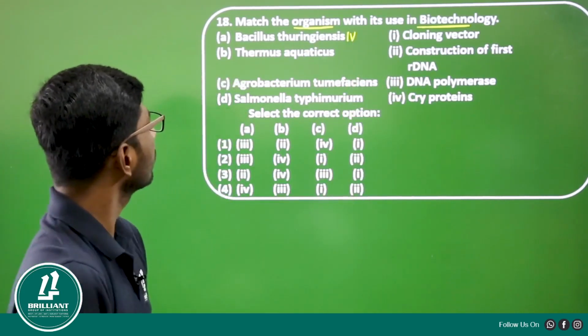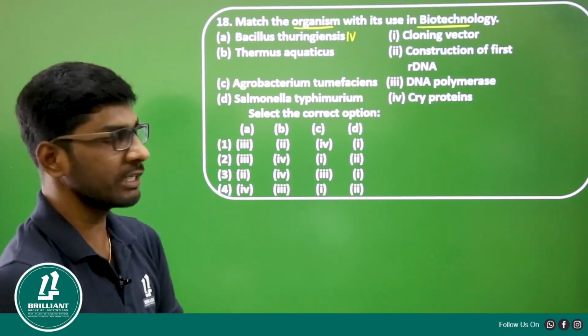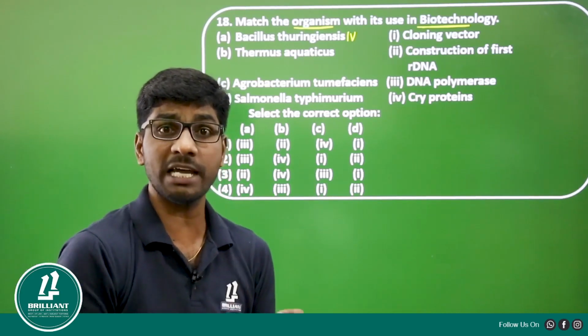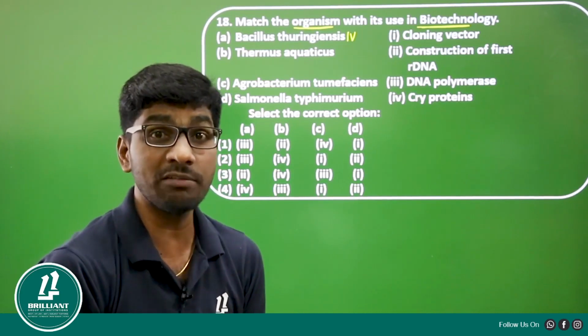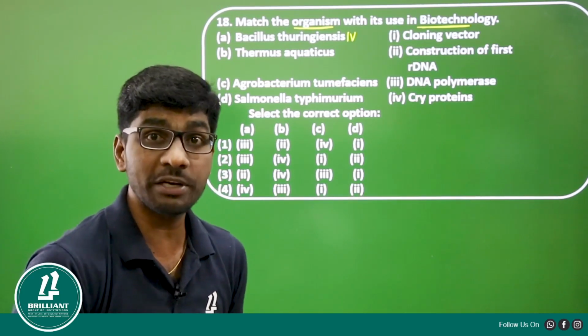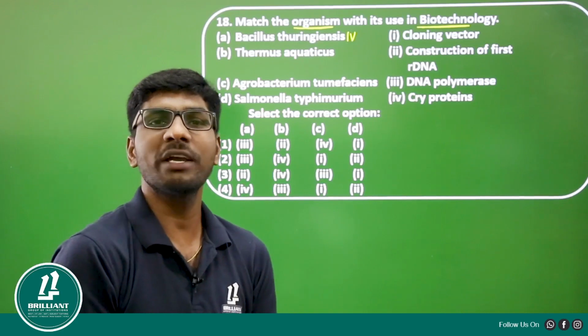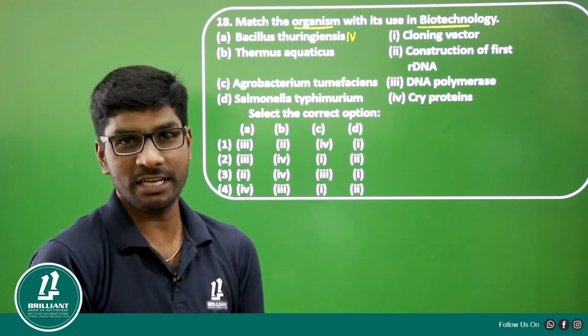So that cry gene undergoes transcription and translation to produce a protein called cry protein that is very sensitive to what? Insects. Right? So Bacillus thuringiensis gives transgenic plants like Bt cotton, Bt brinjal, Bt tobacco also, right? So Bacillus thuringiensis, I'm going with cry protein. So option here 4. Option B, Thermus aquaticus. Do you remember this bacteria? Thermus aquaticus is a type of archaebacteria which can live at 100 degrees Celsius of temperature. From this bacteria we can extract Taq polymerase enzyme, right?